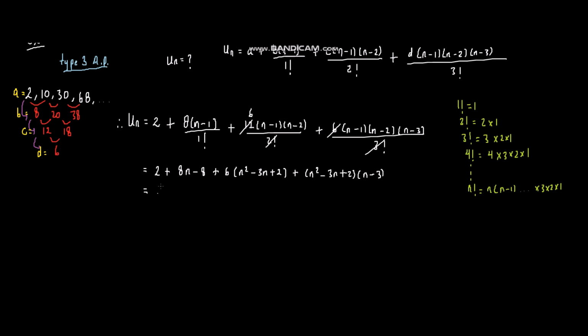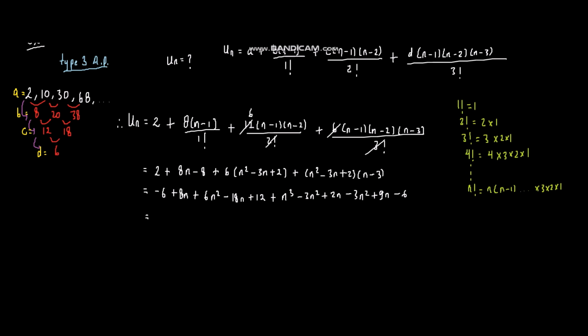So this is going to be equal to, let's expand them. 2 minus 8 is minus 6 plus 8n. And this 6n squared minus 18n, right? Plus 12. And then plus, let's expand them, okay? Starting with n cubed minus 3n squared plus 2n. And then minus 3n squared plus 9n minus 6. Okay, now all we need to do is just simplify this whole thing right there.